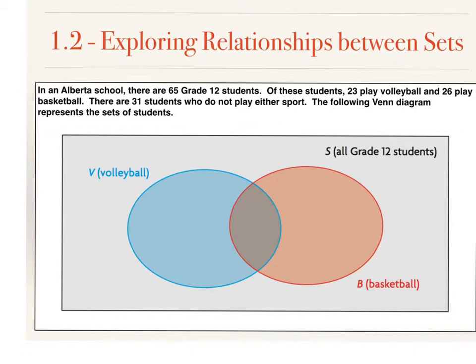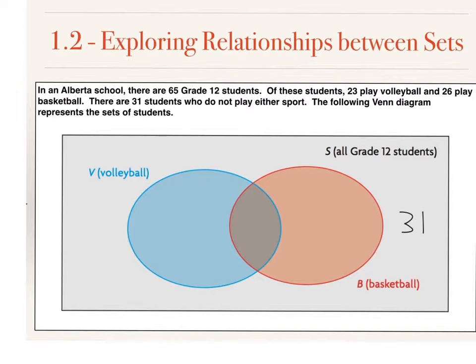Now if we add up some of these numbers, there's one number I can put in right away. I can put the number out in the gray right away. How? Because we talked about it. The number out in the gray is the ones who don't play basketball or volleyball. So how many of those are there? 31. So I can put 31 out here right away. 31 don't play either sport. They're not playing either of these games.